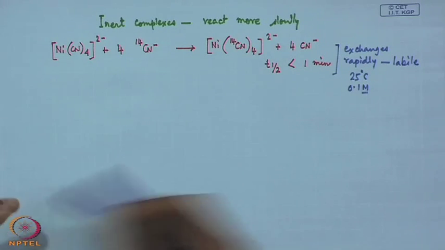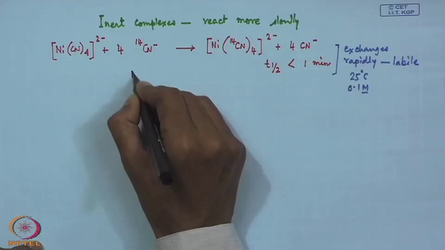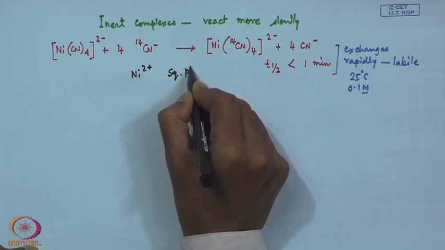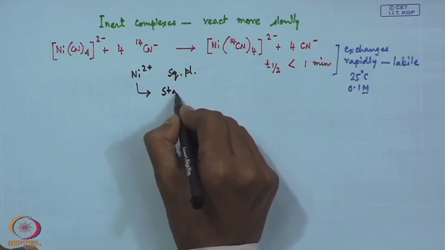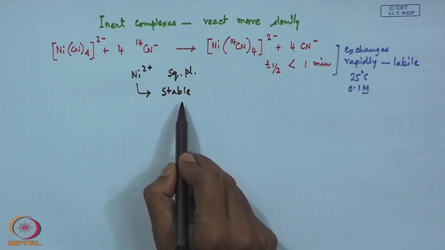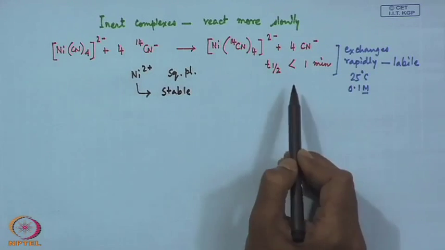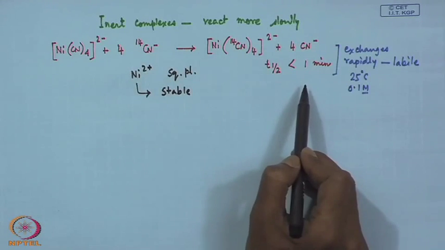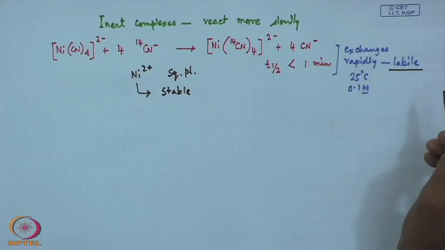So, this is the case where Ni2+ gives us a square planar complex, and this is a stable complex. From the thermodynamic point of view, we get a very stable compound, we all know. But when we talk about the exchange reaction with, say, radio labeled cyanide, we find that it exchanges quite rapidly, and from the kinetic point of view it is a labile complex.